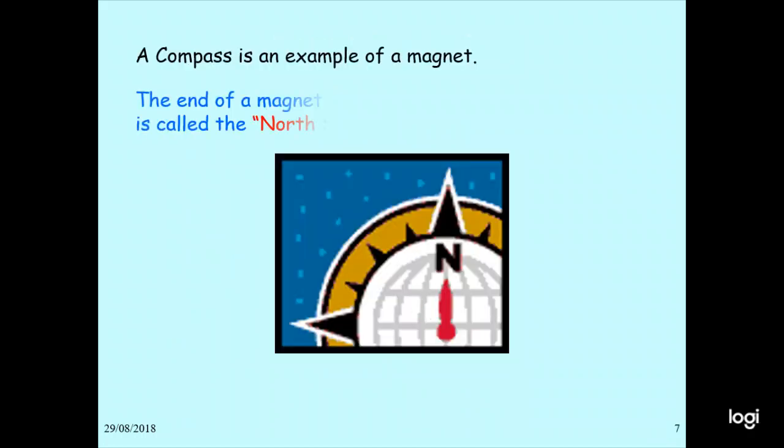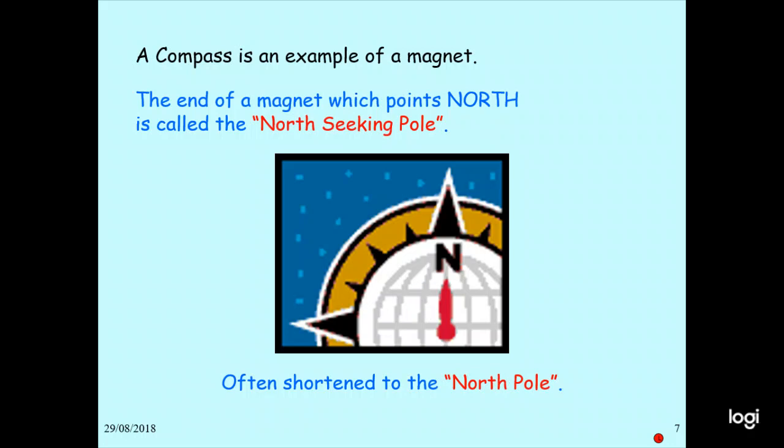The compass is an example of a magnet. The end of the magnet which points north is called the north-seeking pole. This is often shortened to north pole. So this is what the compass is.